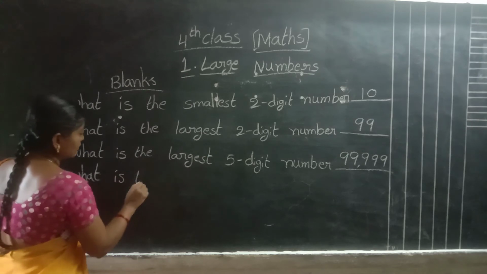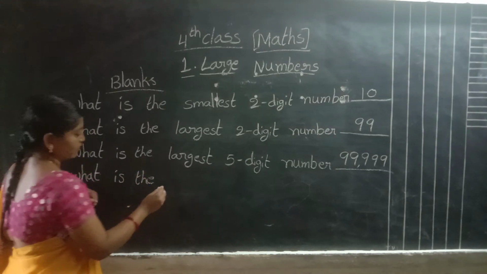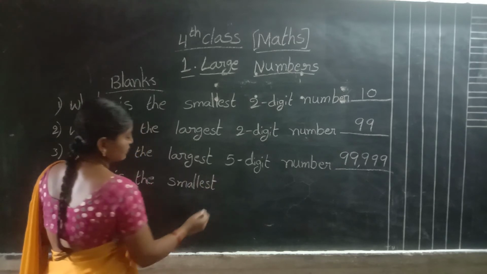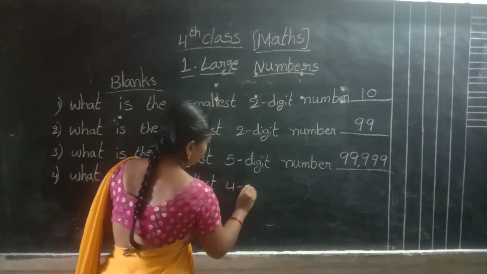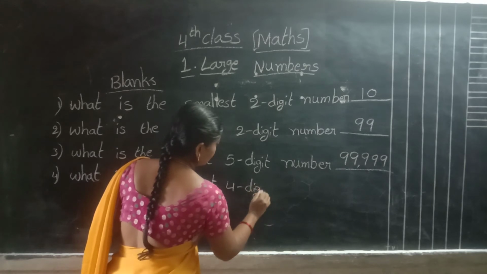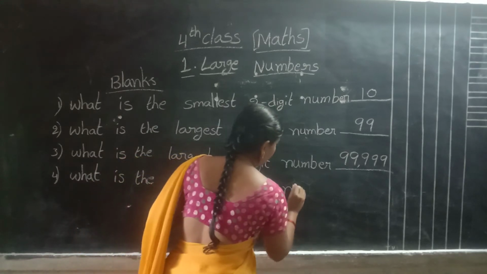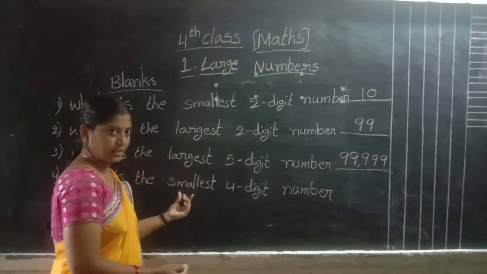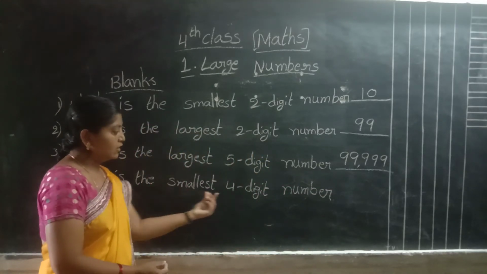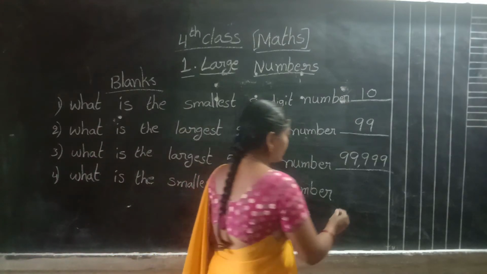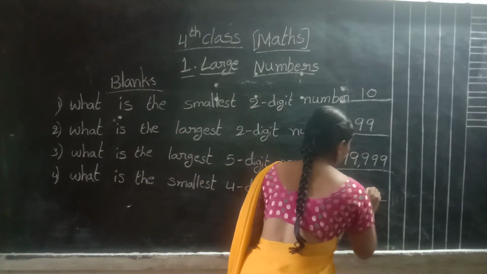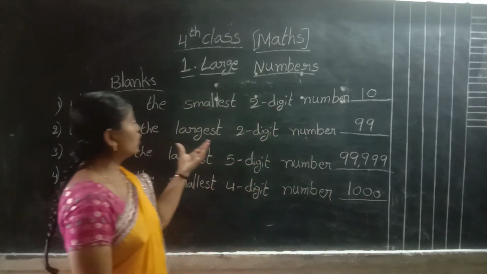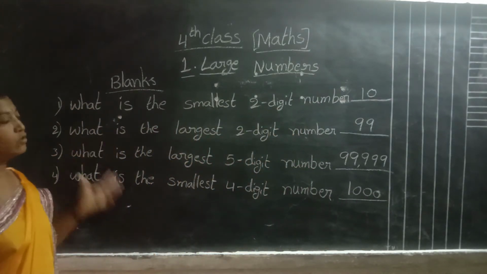What is the smallest 4-digit number? The smallest 4-digit number is 1000. Note down, children, in your math new notebook.